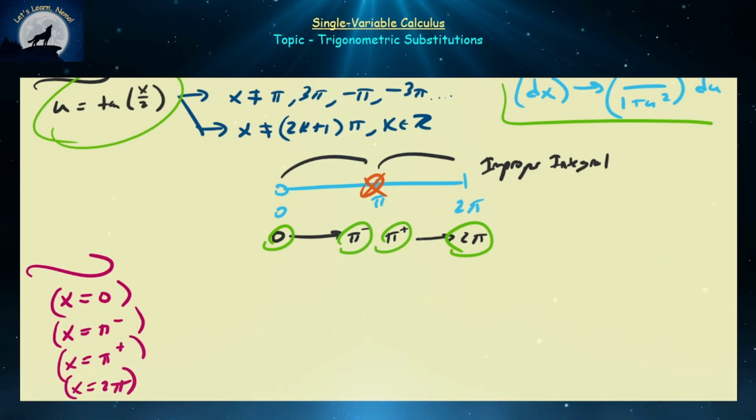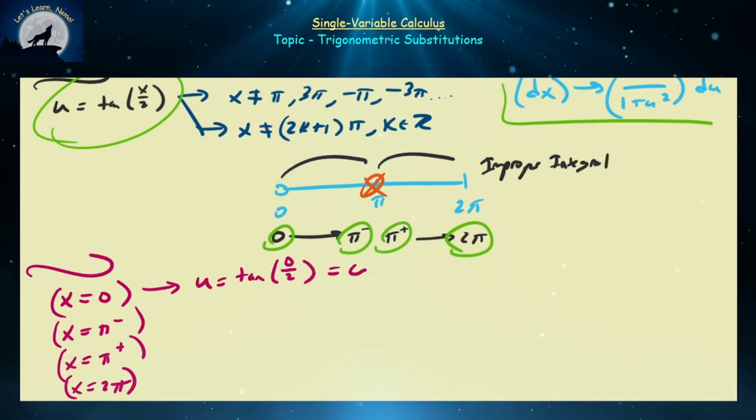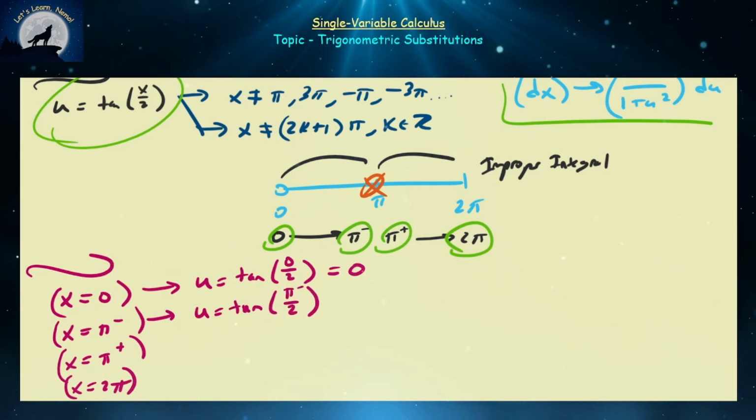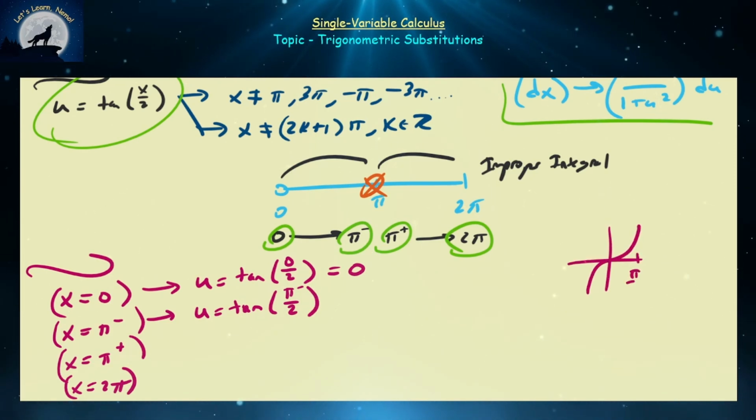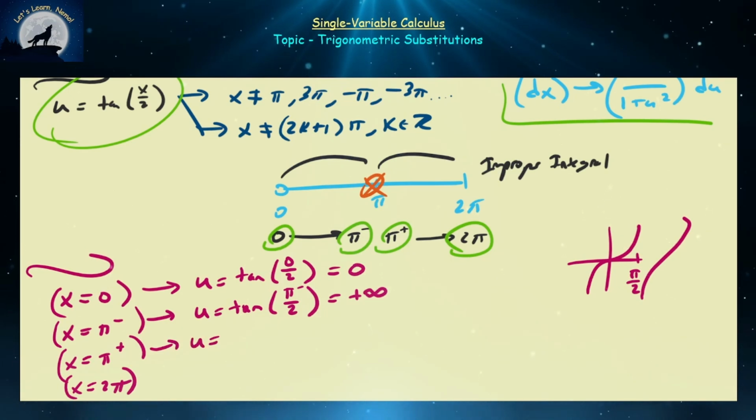All right, so when x is equal to 0, what are we going to have? So that means u is going to be equal to the tangent of 0 divided by 2, and that's obviously going to be 0. And then we're going to have u is equal to the tangent of pi from the left over 2. And we already know that for tangent, it's increasing. So pi over 2 from the left, that's going to be equal to positive infinity. And then it's going to go to negative infinity immediately thereafter. So that means this is going to be the tangent of pi from the right over 2. So that's going to be equal to minus infinity.